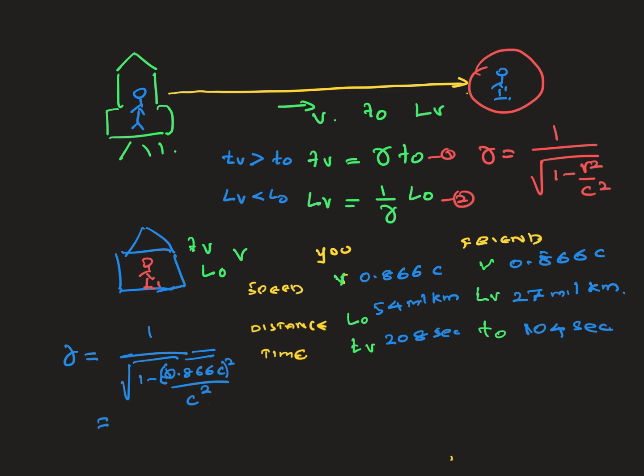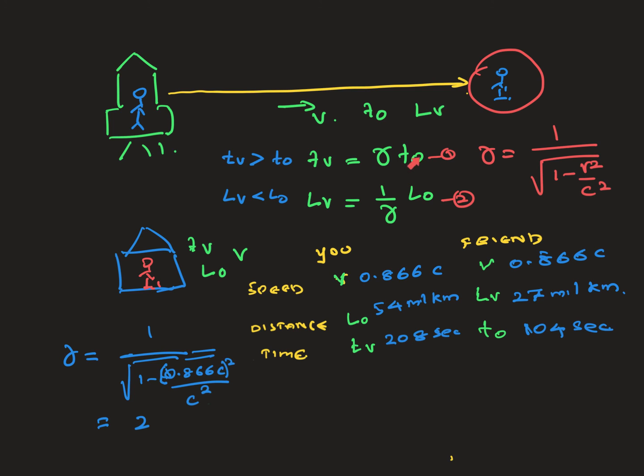So we put in the values for v and c. We get gamma equal to 1 over the square root of 1 minus the velocity, which is 0.8666 c, squared, divided by c squared. And if we put it in the calculator, we get 2 for this one. So gamma is 2.